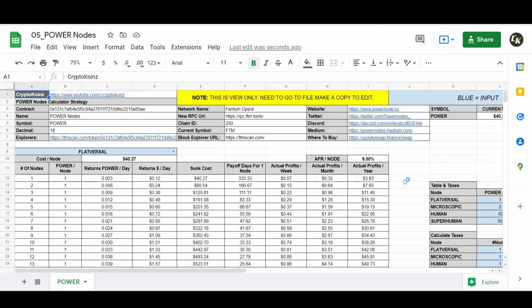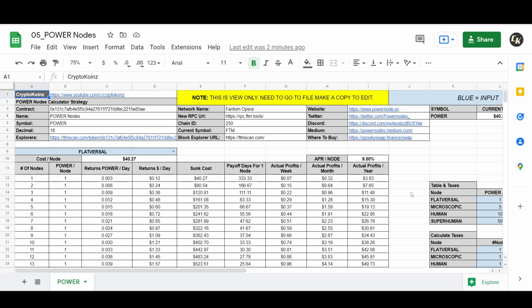This is CryptoKoinz, and in this video we're going to do a head-to-head comparison of Power Nodes versus THOR Nodes. Which one gives you more bang for your buck depending on your investing budget? I'm not going to do a deep dive in this video. I'm just going to focus on the sheer numbers.